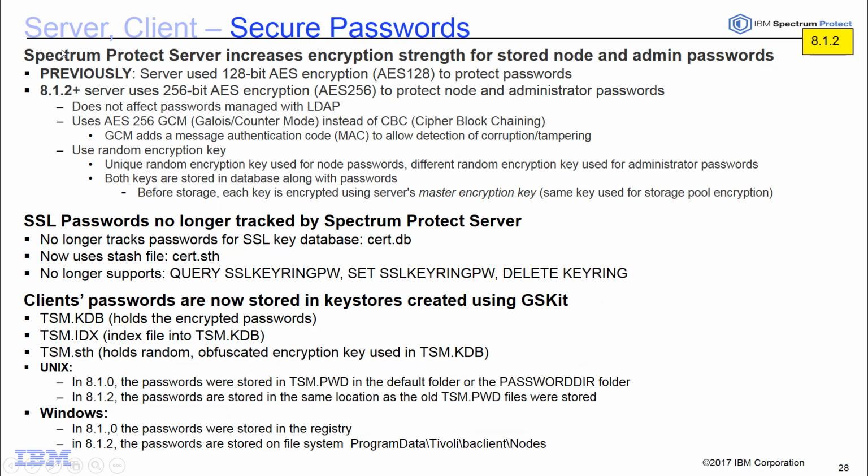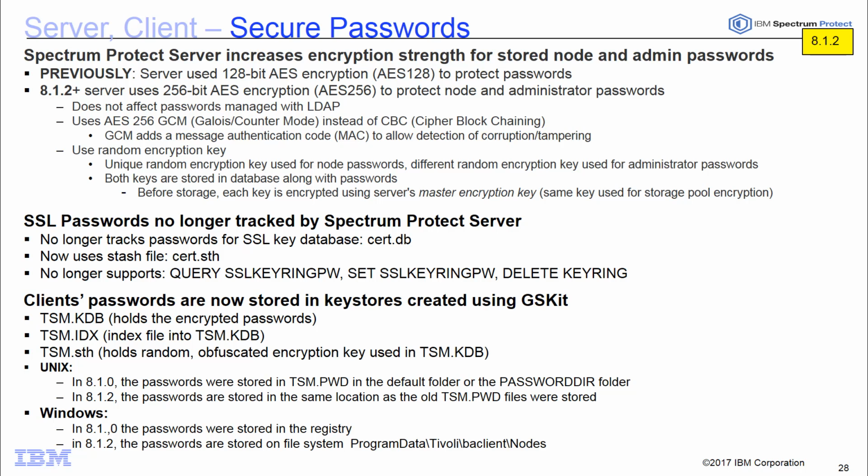We've also made some changes to the way that passwords are being protected. First of all, on the Spectrum Protect server, we've increased the encryption strength for the nodes and the admin passwords. So previously it was just using 128-bit AES, and now in 8.1.2 and on, we'll be using 256-bit AES to protect that node and admin password. This does not affect the passwords if they're being managed by LDAP. We do use AES 256 GCM, Galois counter mode, instead of CBC, cipher block chaining. And that's because GCM adds a message authentication code called a MAC that allows for detection of corruption or tampering.